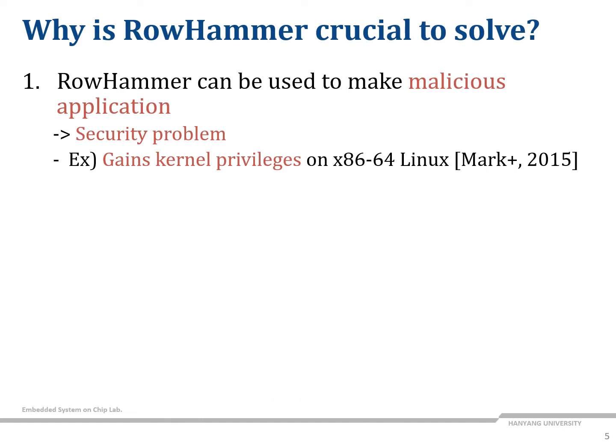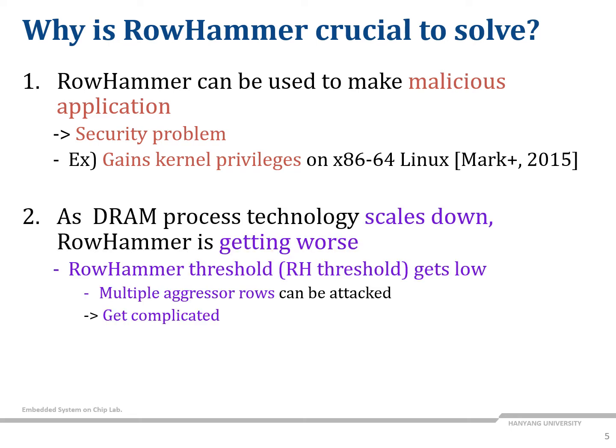I will explain why RowHammer is crucial to solve. First, RowHammer can be used to make malicious applications, so it incurs a security problem. There is an example that gains kernel privileges on x86-64 Linux. It destroys DRAM data in modern computer systems.